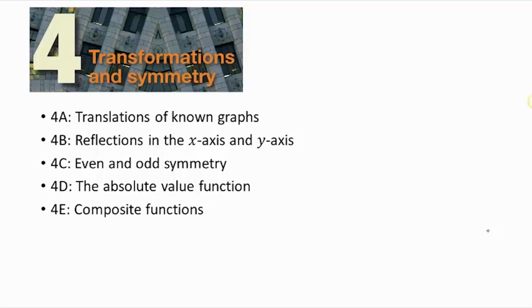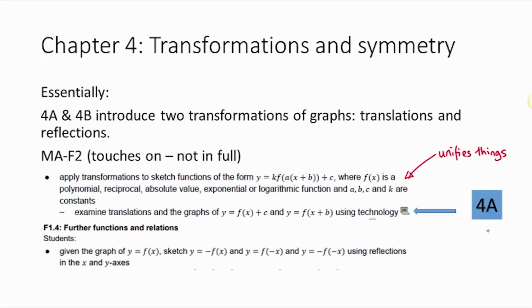So let's look at Chapter 4 then. It's just 5 parts to Chapter 4, looking at transformations of graphs. It's nicely built, this chapter, and each part flows into the next part really nicely. So for A and B, this introduces 2 transformations of the graphs, translations and reflections. We've just talked about which part this does, so it unifies things.